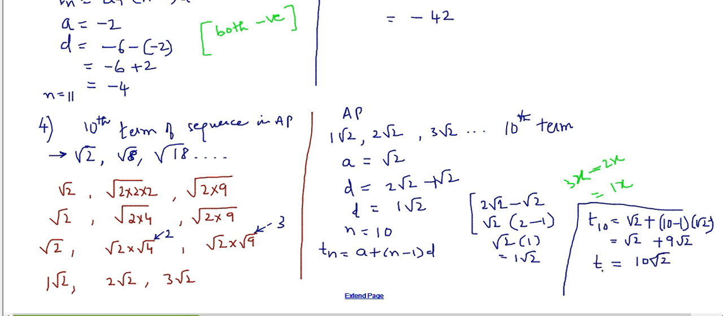So what's my 10th term? 10 root 2. It's obvious. First term is 1 root 2, second term is 2 root 2, third term is 3 root 2. Obviously the 10th term will be 10 root 2. Some sequences we can find the answers very quickly although. Yeah. Thank you.